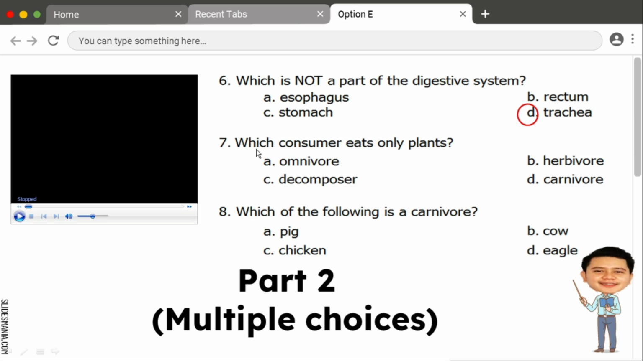Okay, next, number 7. Which consumer eats only plants as food? A, omnivore, B, herbivore, C, decomposer, or D, carnivore? 10 seconds.